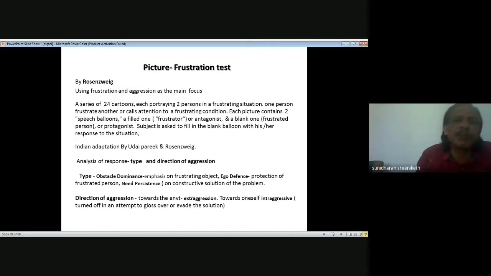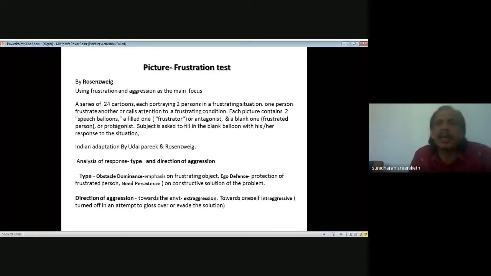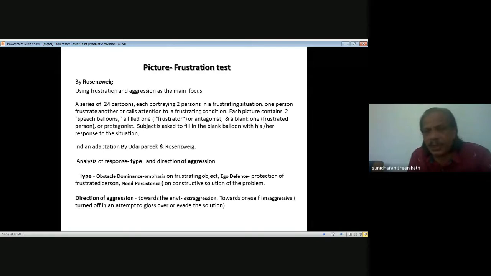That is the three types of aggression made by this frustrated person. Okay. Maybe dominating the frustrating object, or protecting the self of the person, or a constructive solution to the problem. Then direction of aggression: there are two types of direction. Either the person may show the aggression towards the environment, towards the other person, towards the frustrating person, or he may direct his aggression towards himself, towards oneself.